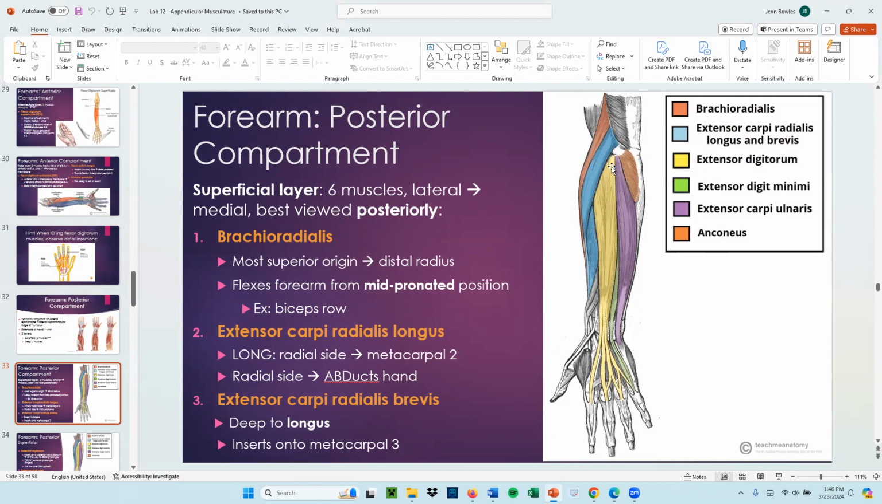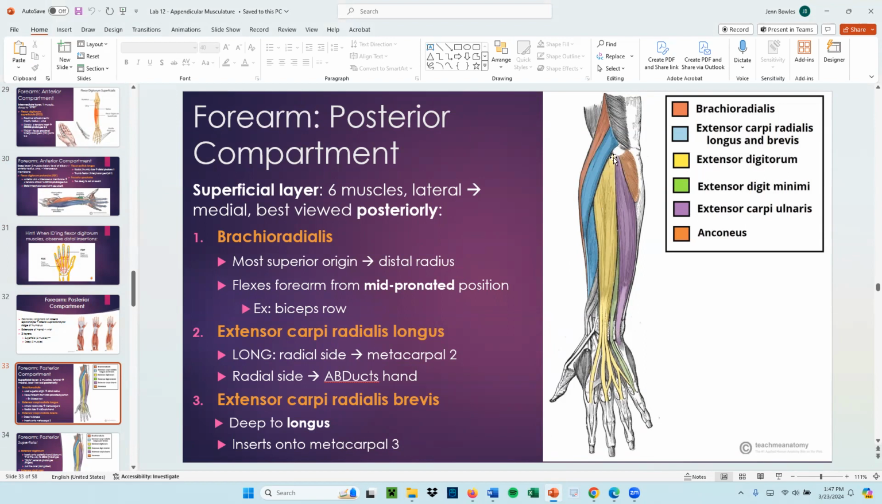It runs all the way down, and you can see it splits off into tendons going to digits 2 through 5. So there's 4 tendons in total here. That's the case for all of these extensors. So we have one going to digits 2 through 5. Digiti minimi is going to just our pinky finger. And then we have extensor indicis, which is deeper.